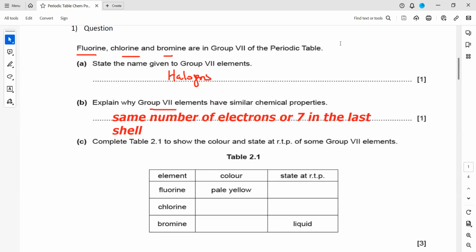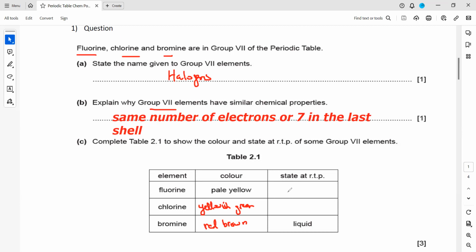Then we have to write the appearance of these and the states. Fluorine is light yellow or pale yellow. Chlorine is yellowish green. And bromine is red brown. If you just write red, that's not correct. If you only write brown, that's also not correct. You should write the complete red brown. Okay.